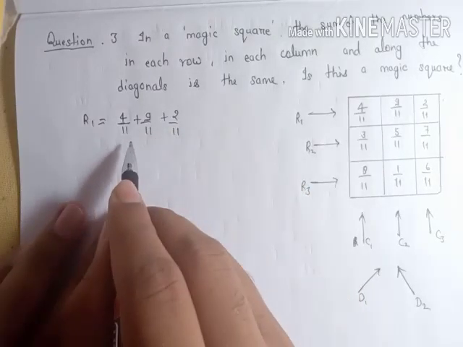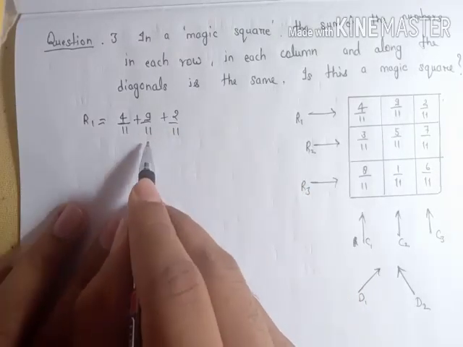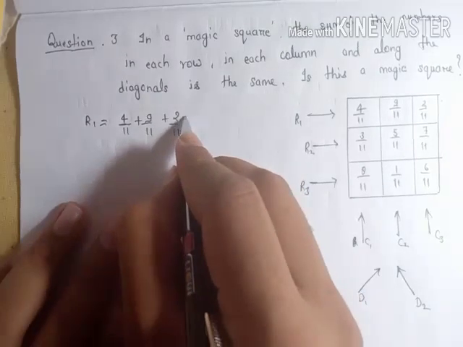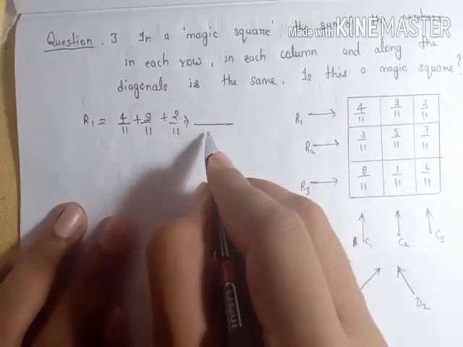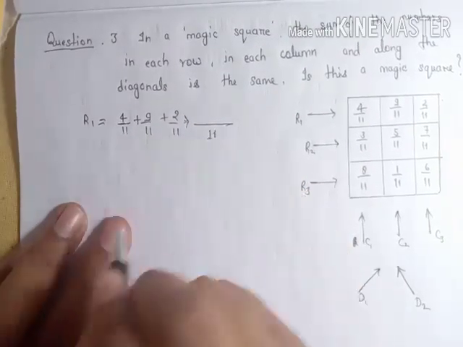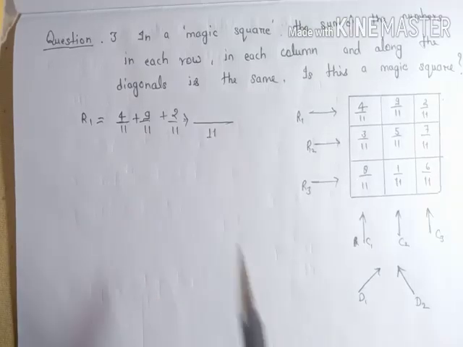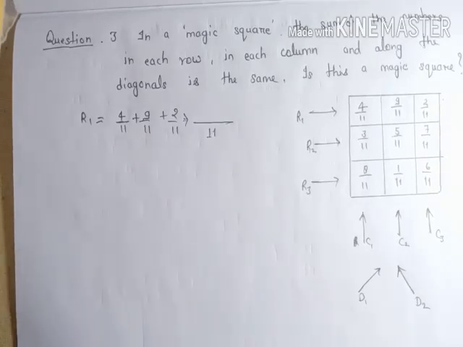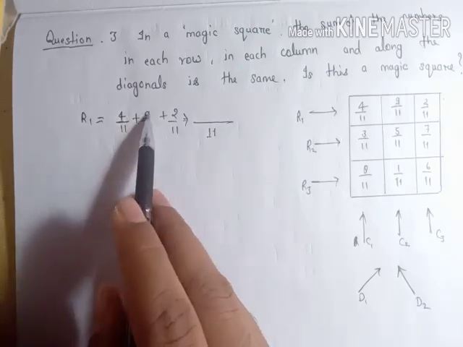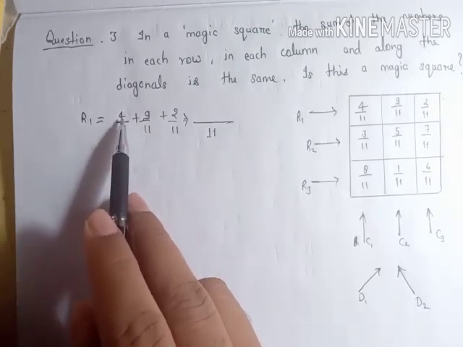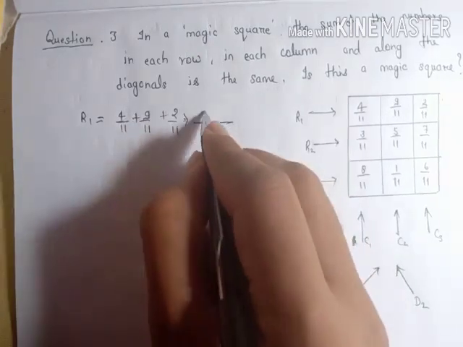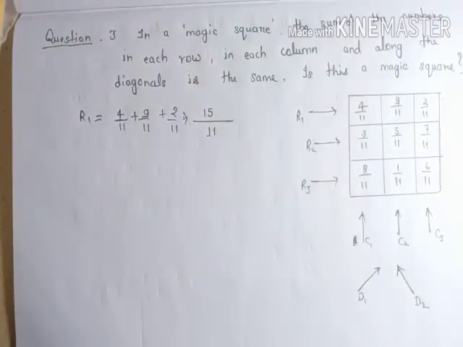And here in this case we can see the denominators of all the fractions are equal, so you can directly write 11. In case you have the same denominator for many fractions, you can add the numerators directly. So add 4 plus 9, that is 13, and 13 plus 2 is 15. So this is the value of R1.